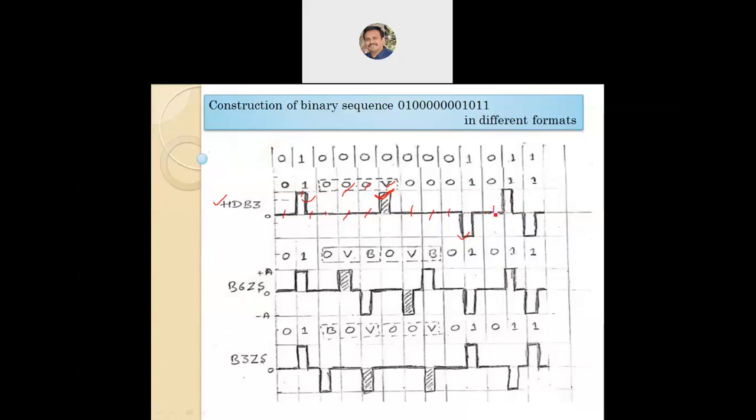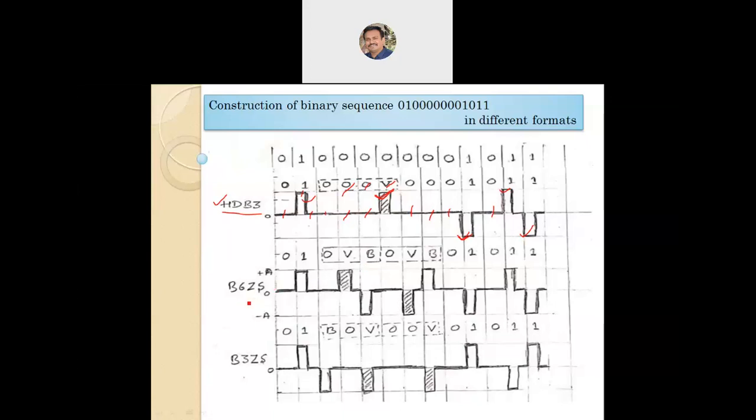So the next bit is 0, 0 amplitude, the next bit is 1. Compared to previous, the previous one was minus A, the present one should be plus A. Next, plus A, it should be minus A for the next one. So this is the construction of the given binary sequence in HDB3. Now the main concept for today's section is B6ZS.